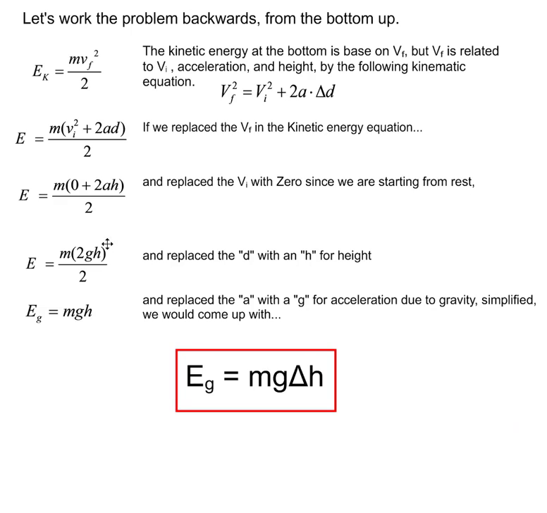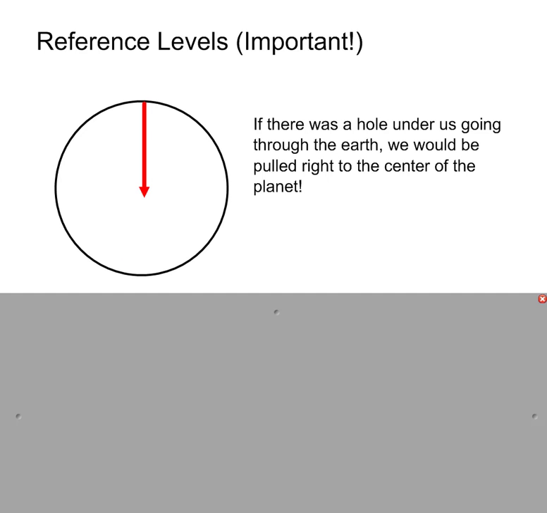Okay, now that that's done, moving right along. Let's talk about reference levels. This is really important. This is as important as setting up directions at the beginning when you're solving kinematics equations. Okay, so this is something you have to do at the beginning of a problem. You have to draw a sketch of what's going on in the problem, and you have to indicate where your reference level is. And here's why we do that.